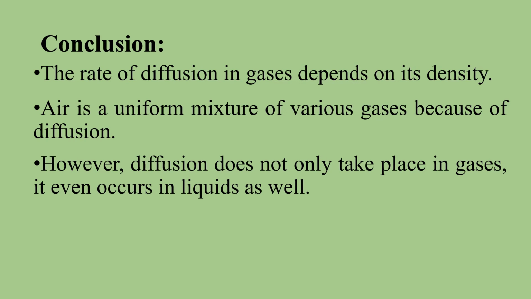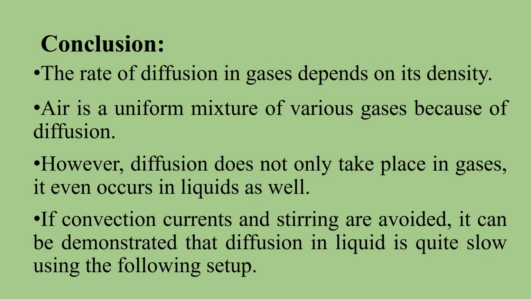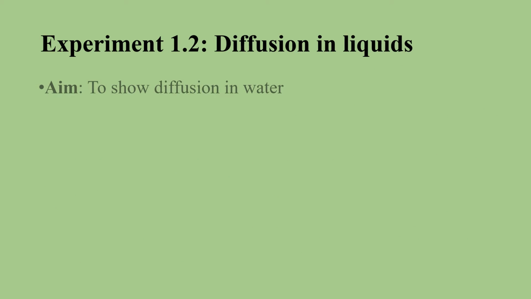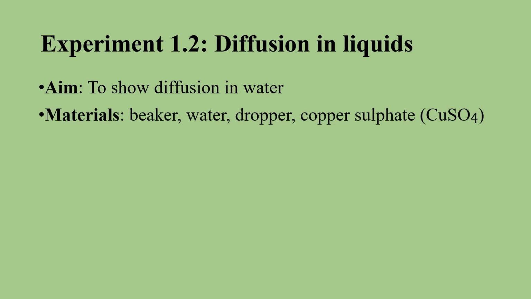However, diffusion does not only take place in gases, it even occurs in liquids as well. If convection currents and stirring are avoided, it can be demonstrated that diffusion in liquid is quite slow using the following setup. Experiment 1.2, Diffusion in Liquids. Aim: to show diffusion in water. Materials: beaker, water, dropper, copper sulfate, CuSO4.